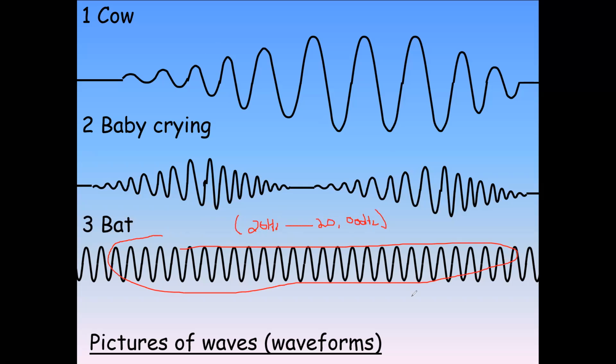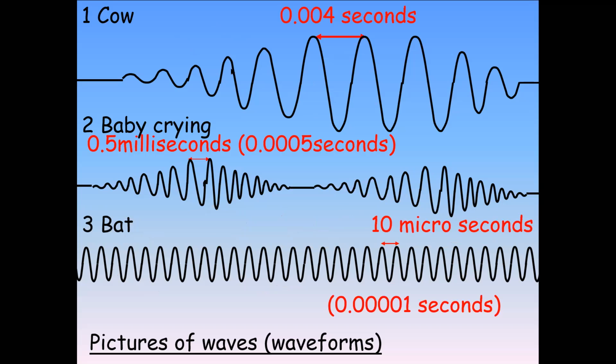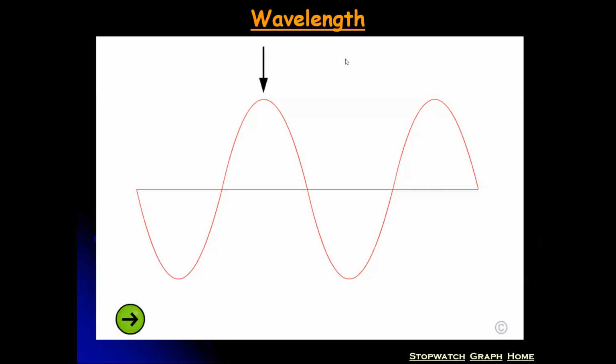So bats are producing a frequency of more than 20,000 hertz. That's why we are not able to hear it. So either it produces a frequency less than 20 hertz or more than 20,000 hertz, which a normal human ear can't record. You don't have to learn this. This is just an example, like an identification.